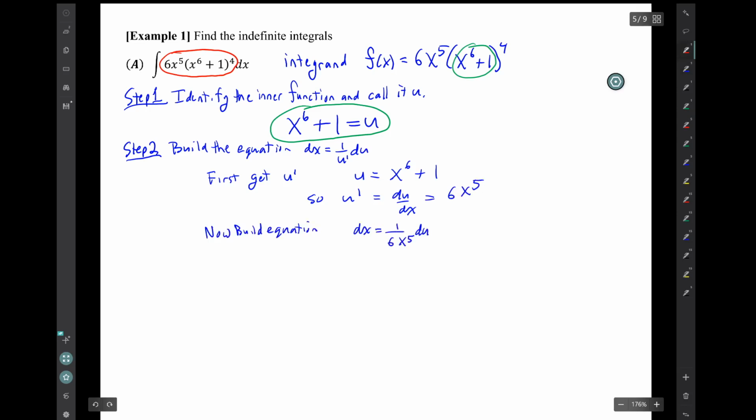So there's our equation of the form dx equals 1 over u prime du. I started by using my u to find u prime. U prime is just the derivative of u. And then I built that equation, and now I'm supposed to circle that. I'll circle that equation in red. Let's go back up and see what step 3 is.